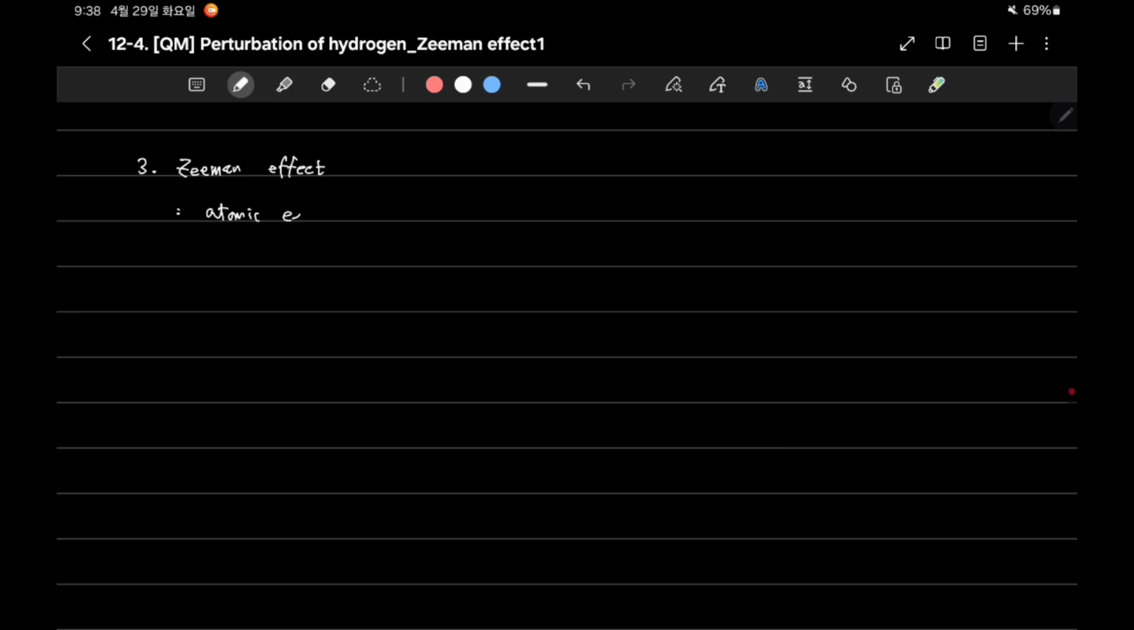That is, it is the atomic energy shift by an external magnetic field. When we apply a magnetic field, the energy level of hydrogen is basically degenerate, and the degenerate energy level is shifted by applying the magnetic field, splitting into levels like this. So we can deal with this Zeeman effect as a perturbation of hydrogen theory.